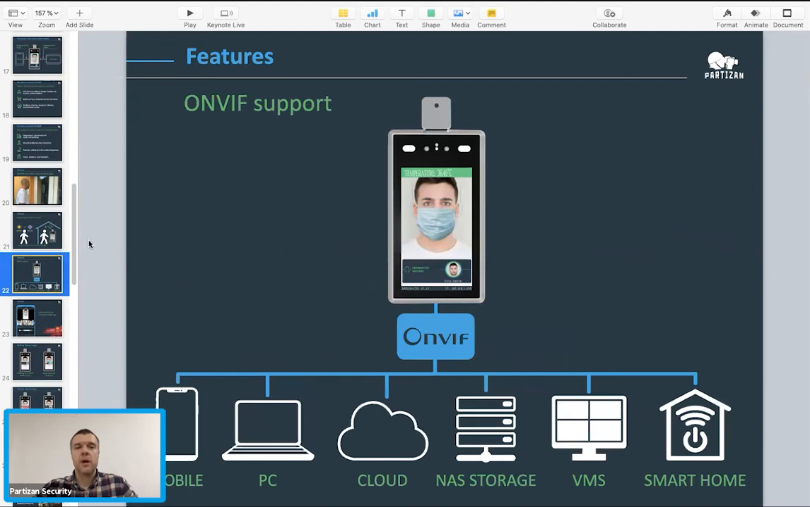Then another thing, we have ONVIF support. So it means you can connect our device to the existing platforms, and you can use it with mobile phones, with PC apps, with the cloud. So you can record camera results to NAS storage. It could work with the VMS, and basically you can even connect it to a smart home solution which supports the ONVIF protocol or RTSP stream if you like.